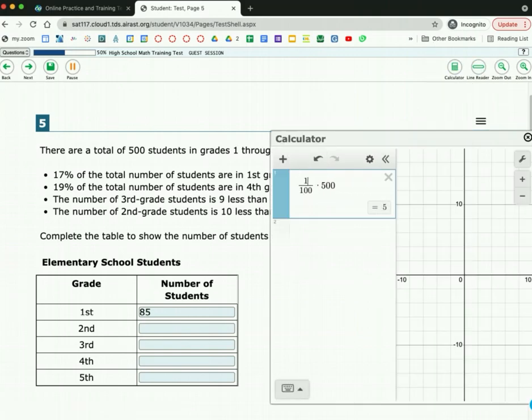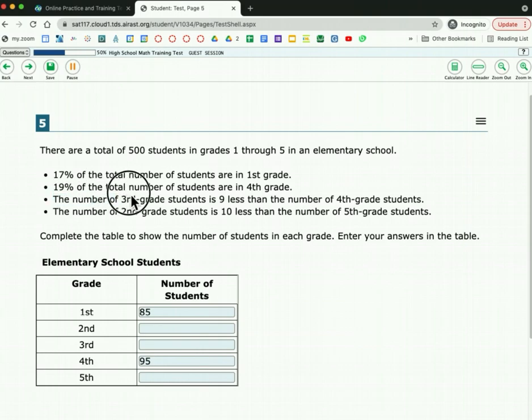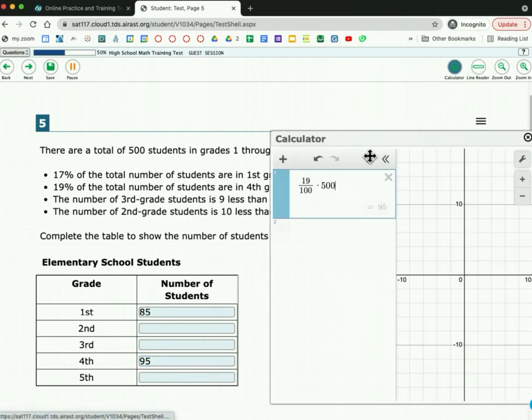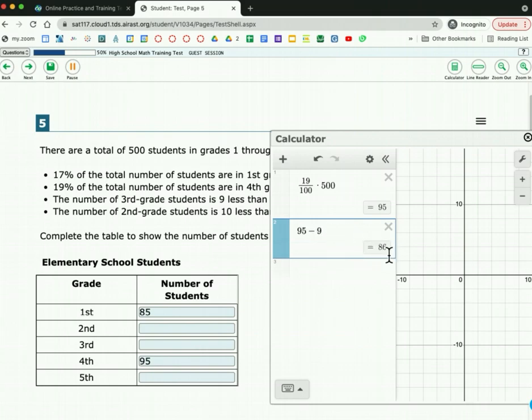Instead of 17, I'm going to put 19%. 95 of them are in fourth grade. Cool. All right. The number of third grade students is 9 less than the number of fourth grade students. So there are less third graders than fourth graders. So if I take the 95 and take away 9, I can do 95 minus 9. I get 86 third graders.